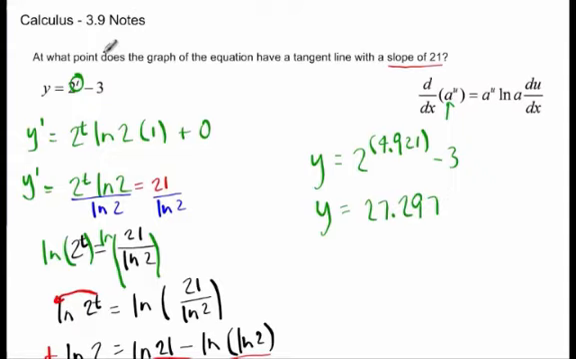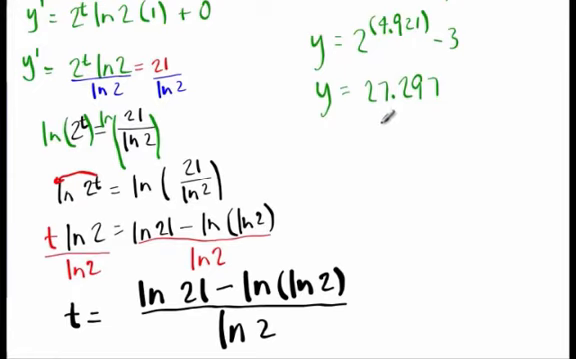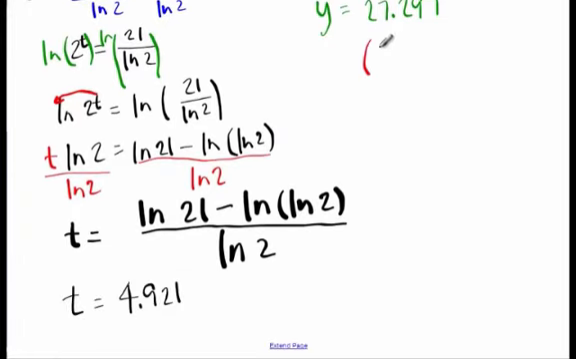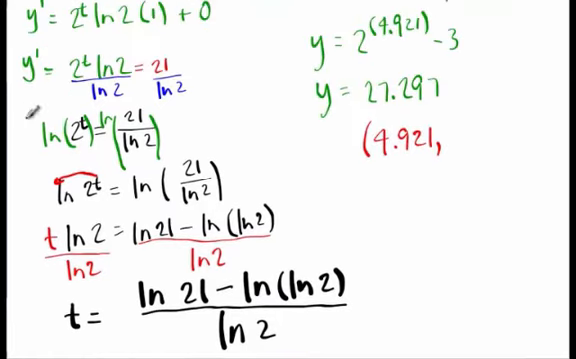And so at what point does this occur where you have a slope of 21? It occurs at the point, and then look back down here, 4.921 and 27.297.